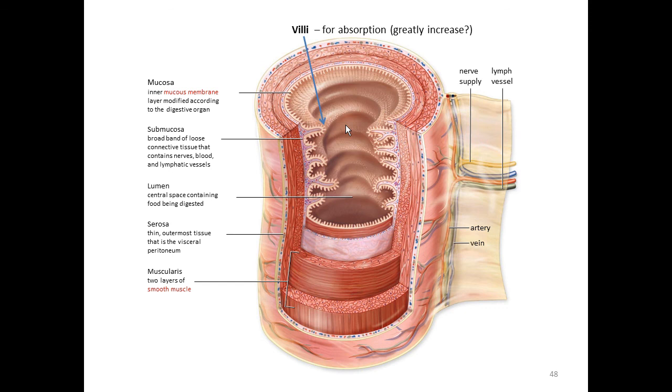So this is how you're going to get your glucose, your fructose, your galactose, your amino acids, your short chain fatty acids, and they'll be absorbed into the blood or lymph and then circulated throughout the body from the liver throughout the whole body to the cells for all the metabolic processes.